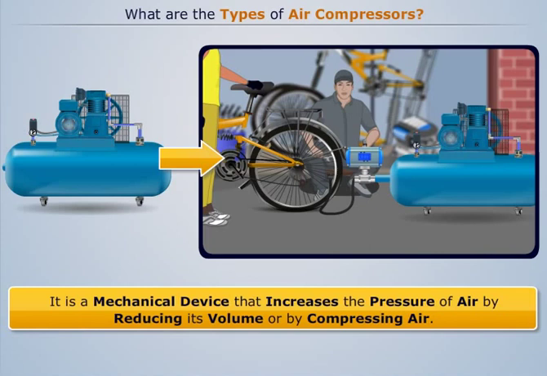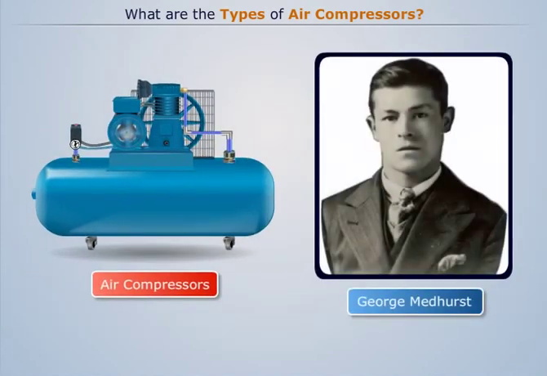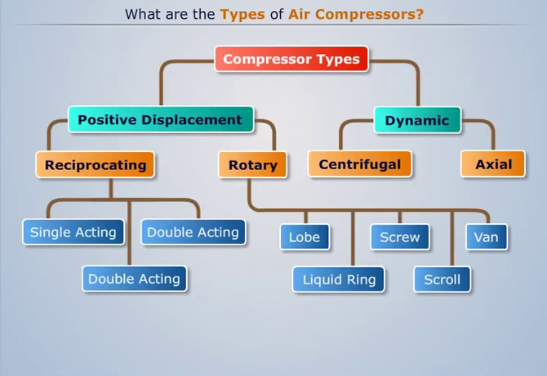The fluid here is generally air, since liquids are theoretically incompressible. Such compressors are known as air compressors. George Medhurst of England designed the first motorized air compressor in 1799 and used it in mining. Diagrammatically, the types of air compressors can be shown as. Let's see the commonly used in detail.